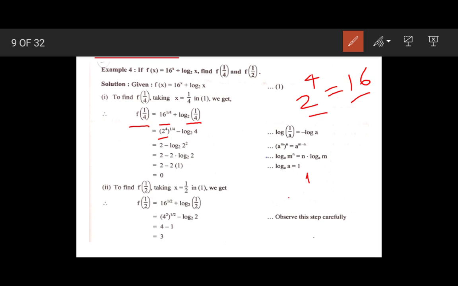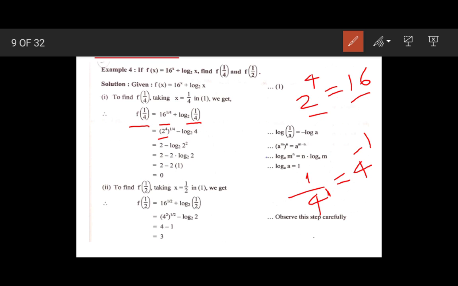This 1 upon 4 is same as 4 raised to minus 1. Laws of indices. 1 upon 4. 4 means 4 raised to 1. And when we take this 4 raised to 1 in the numerator, then it will be 4 raised to minus 1. So 1 upon 4 is 4 raised to minus 1.